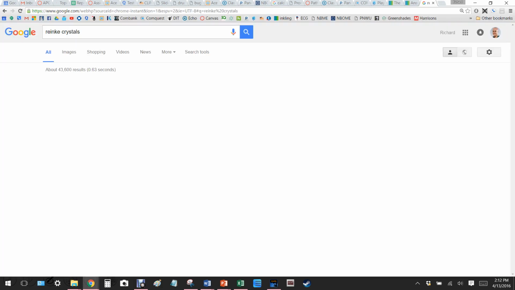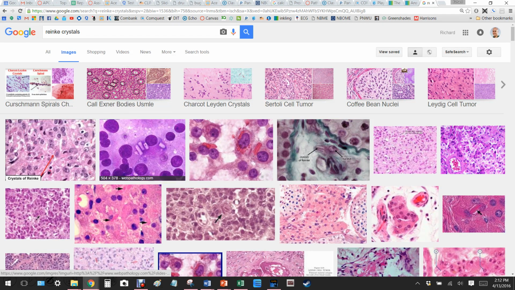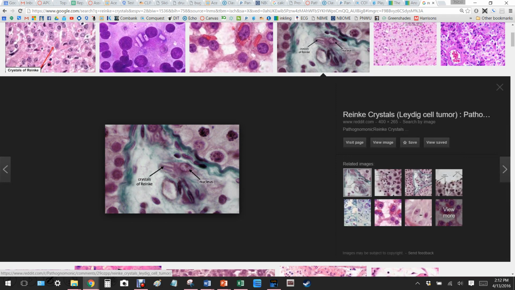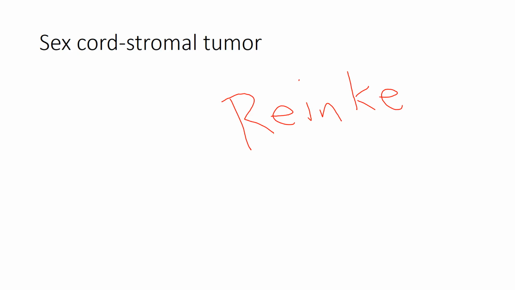So there they are, some Reinke crystals. That's a good picture of some. So you see these Reinke crystals, and what do you see Reinke crystals in? You see them in sex cord-stromal tumors, because they cause precocious puberty and make you rank, like you're stinky. Rank smell. And Sertoli cell tumor is comprised of tubules and is usually clinically silent.